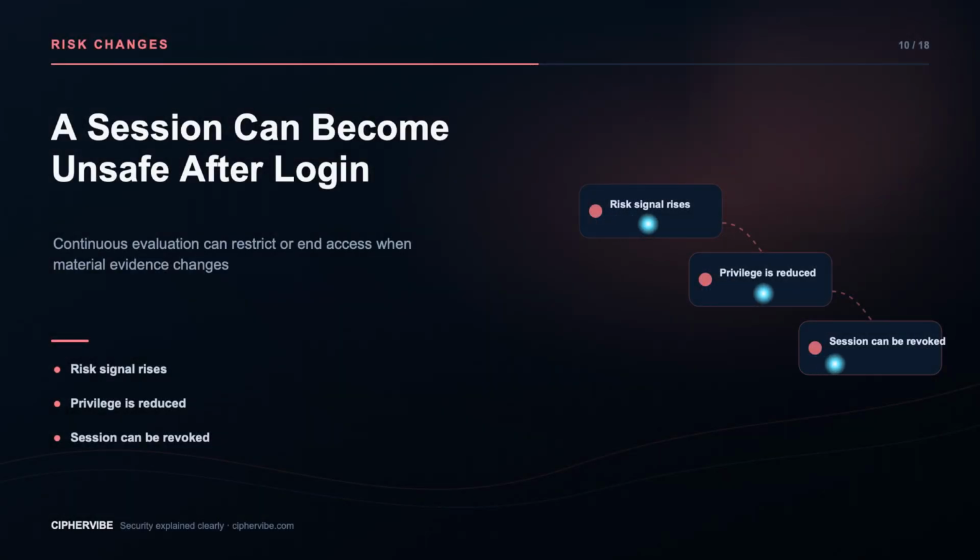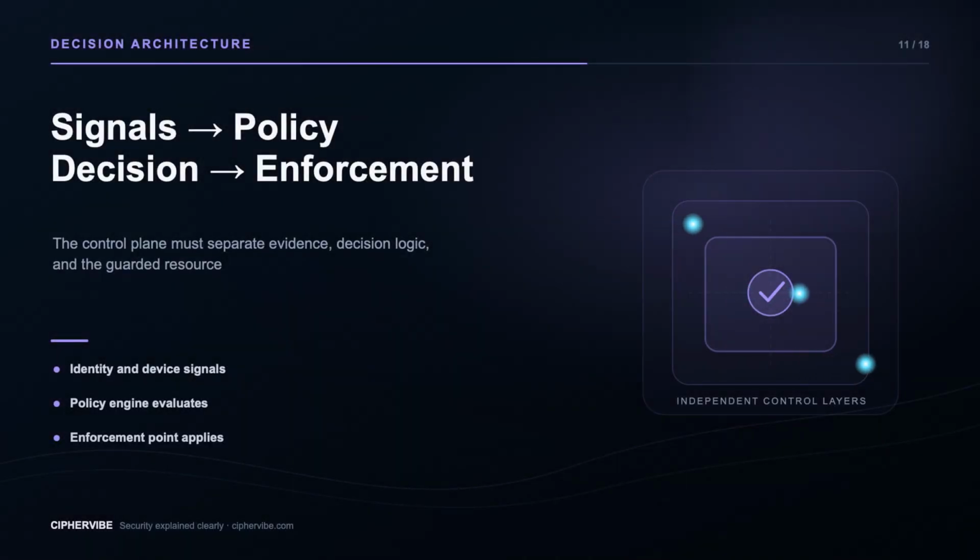During the session, a synthetic risk signal changes from normal to elevated. Continuous evaluation does not mean harassing the user with constant prompts. It means the service can reassess important requests and respond to material changes by limiting privilege, requiring fresh proof, or terminating the session. A practical design separates three responsibilities.